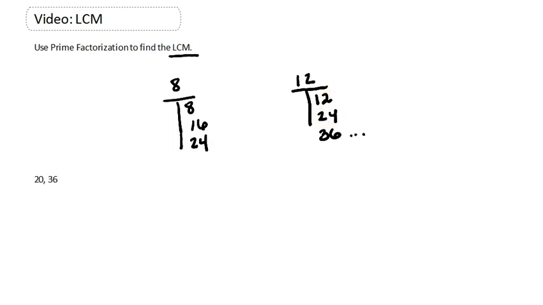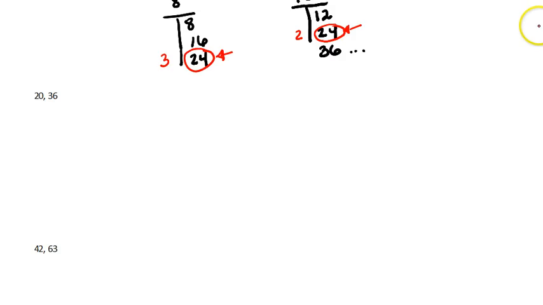Notice that both of my numbers have the number 24. For 8, I have to multiply it by 3, and for 12, I would multiply it by 2, but they both give me a multiple of 24. The key is to remember the M, multiple. What is the smallest multiple that both of the numbers can become?